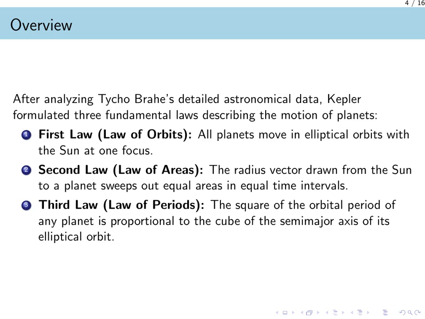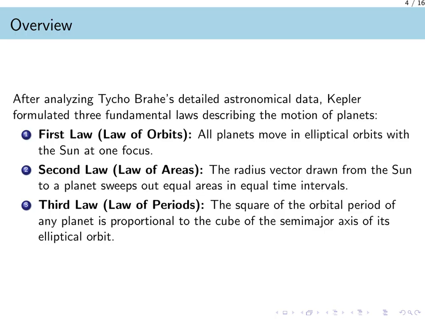Second, we have the law of areas. This law tells us how a planet's speed varies during its orbit. A line drawn from the Sun to a planet sweeps out equal areas of space in equal intervals of time. This means the planet moves fastest when it is closest to the Sun and slowest when it is farthest away.